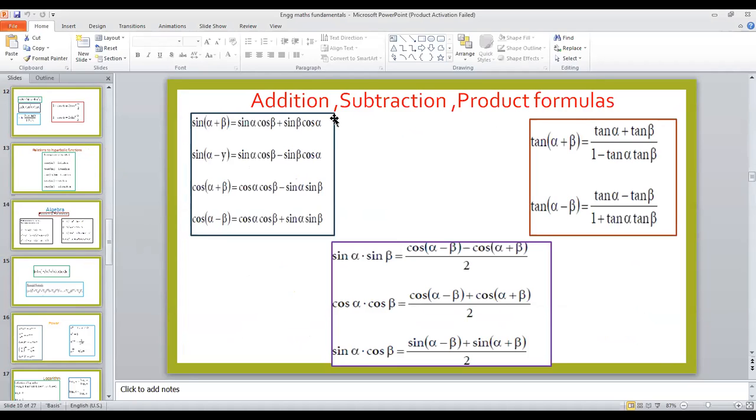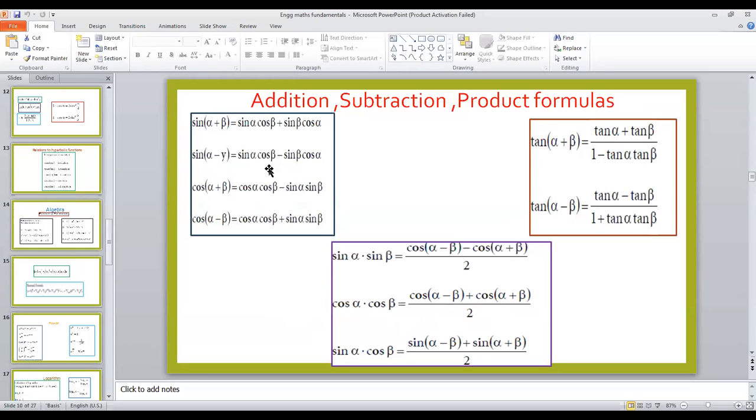Now next, to study the addition, subtraction, and product formulas in trigonometry ratios. These formulas are already known to you, you have studied them. Sin of alpha plus beta is sin alpha cos beta plus sin beta cos alpha. Sin alpha minus beta is sin alpha cos beta minus sin beta cos alpha. Cos alpha plus beta is cos alpha cos beta minus sin alpha sin beta. And cos alpha minus beta is cos alpha cos beta plus sin alpha sin beta.